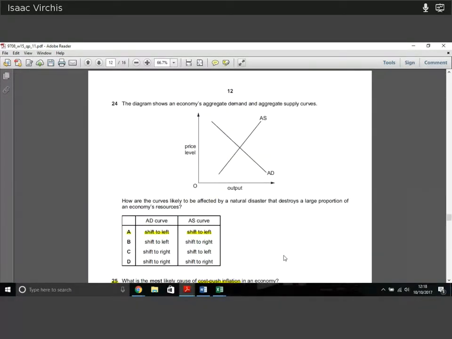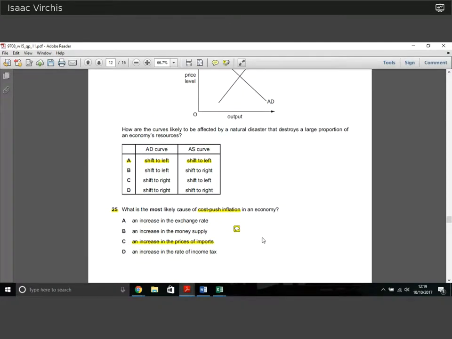Question 24. The diagram shows an economy's aggregate demand and supply curves. How are the curves likely to be affected by a natural disaster that destroys a large proportion of the economy's resources? When you have a large natural disaster, you're likely to see a decrease in demand and also in supply. It's important to note that a natural disaster impacting a large portion of the economy's resources is going to impact both sides of the economy. So you're going to get a shift to the left in demand and a shift to the left in supply, an overall decrease. The price level is probably likely to remain the same, but you're going to have a huge impact on output, and that's the effect of natural disasters. So it's important to understand it's going to affect both sides of the economy.